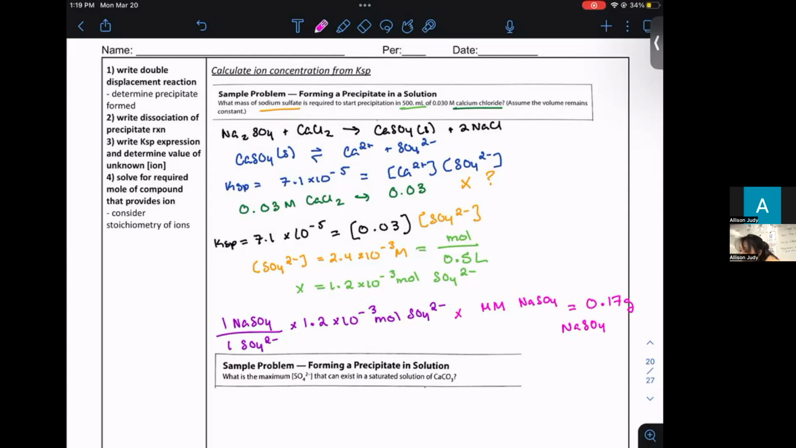Yes. No, I mean, it would change your molar mass value, but I didn't write that in. Yeah. So.